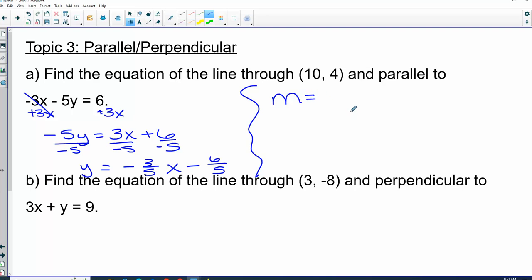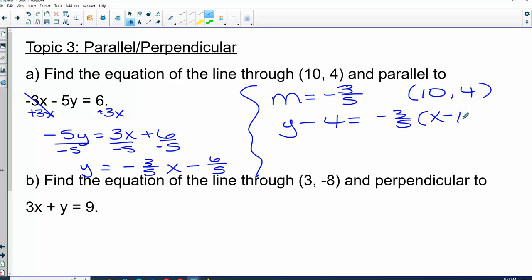So Riley, what was the slope of that line? Negative 3 fifths. And we want to go through the point (10, 4). So Jetta, how do we set up the equation? y minus 4 equals -3/5 times x minus 10.